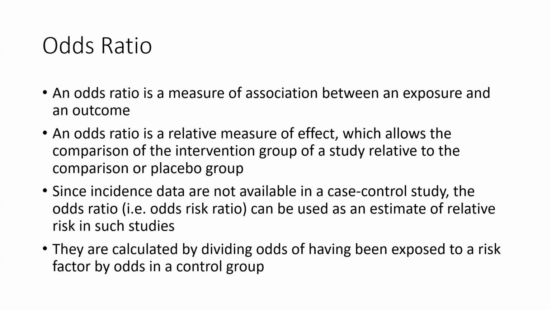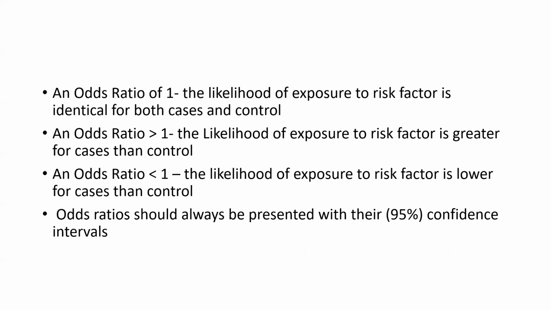An odds ratio is a relative measure of the effect, which allows the comparison of the intervention group of the study relative to the comparison or placebo group. Since incidence data are not available in a case control study, the odds ratio can be used as an estimate of relative risk in such studies. It is calculated by dividing the odds of having been exposed to the risk factor by the odds in the control group.